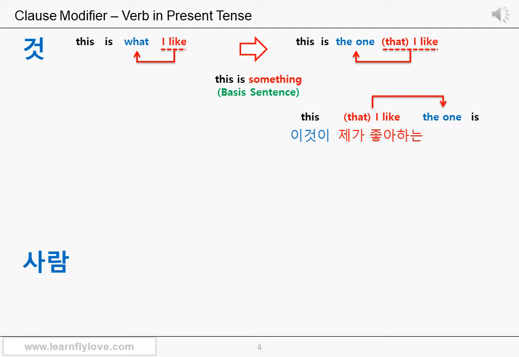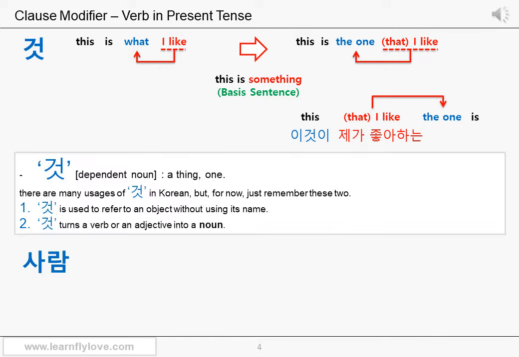좋아하는. The one. We learned the dependent noun 것 in lesson 5, part 5. It's a dependent noun. It can be the translation of the English pronoun one. Let's read the white box together. 것 is used to refer to an object without using its name. Or 것 turns a verb or an adjective into a noun. Let's learn about the second usage in this lesson again. So you can translate the one into 것, because one here is also used to indicate an object without using its name.